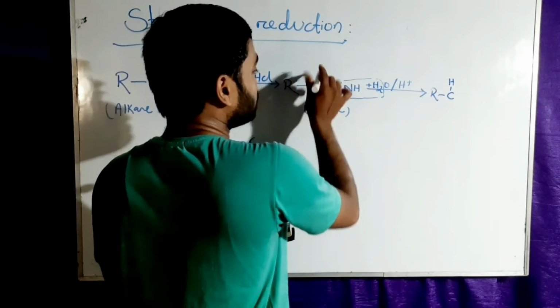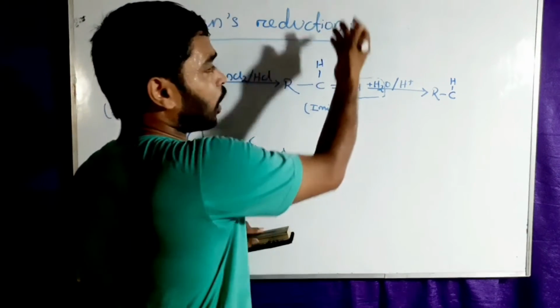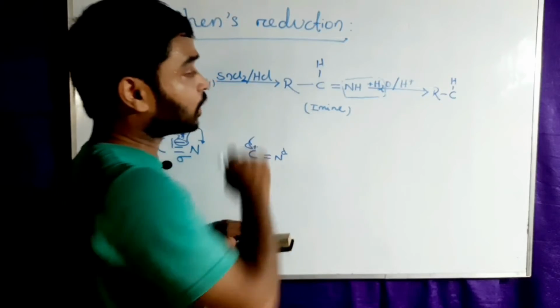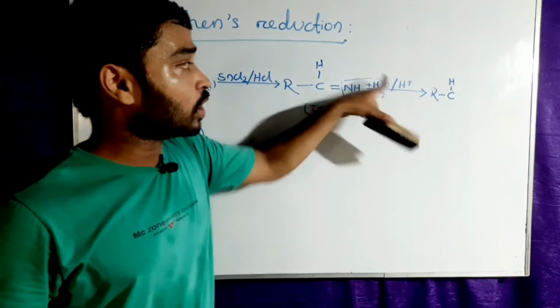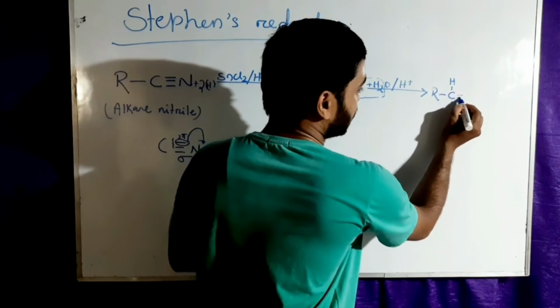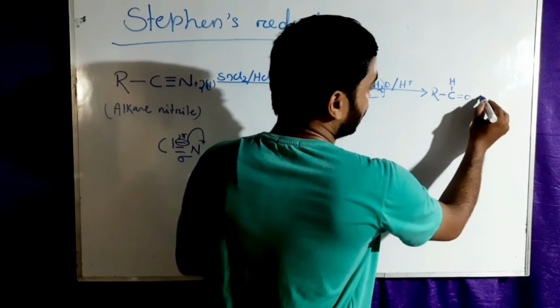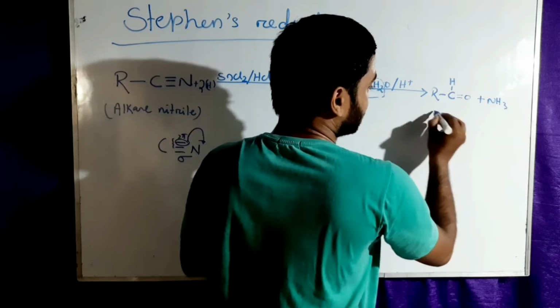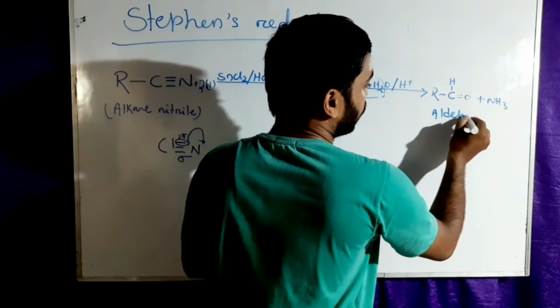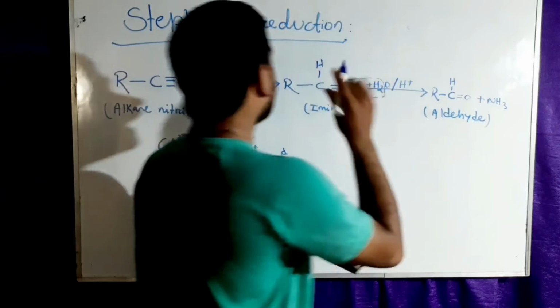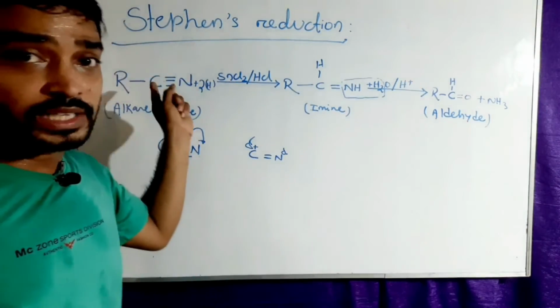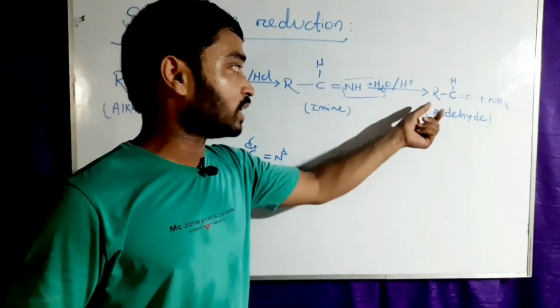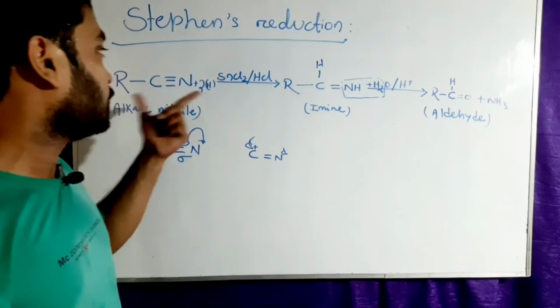That means the H present can be at the top position or at the bottom position. So the double bond will combine with the oxygen. That means it will result in the formation of aldehyde along with the NH3. That means it is the aldehyde portion which was the aim for the reaction. The aim of the reaction was to prepare the aldehyde.